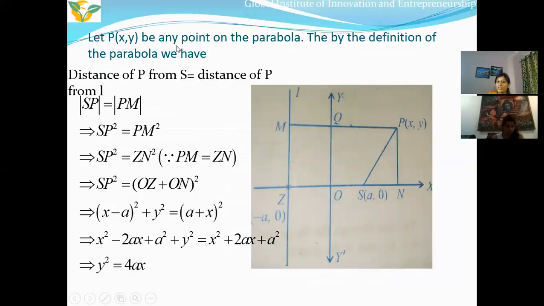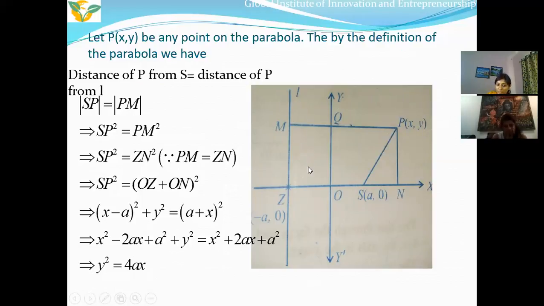Next, let P of x comma y be any point. Here we can see any point on a plane, and this is our focus. This is a plane which is divided into quadrants. Now this is the x-axis, positive x, and this side will be negative x. This is the origin, the y-axis, and the negative y-axis. Now the focus lies entirely on the x-axis, so its y-coordinate is equal to 0. So we are taking that value to be a comma 0. When a point lies on the xy plane, the point P will be x comma y.